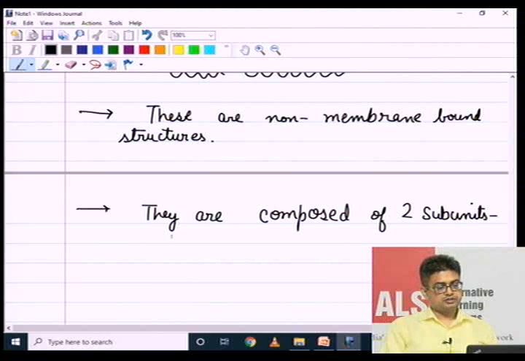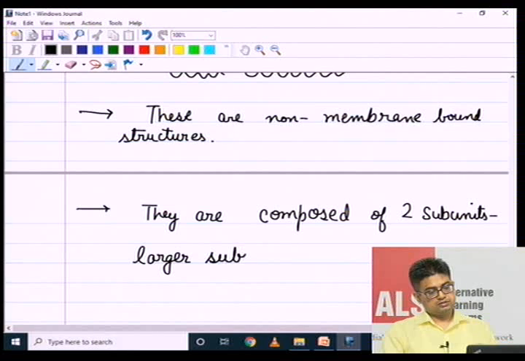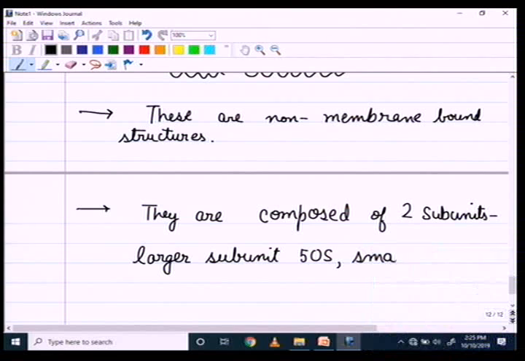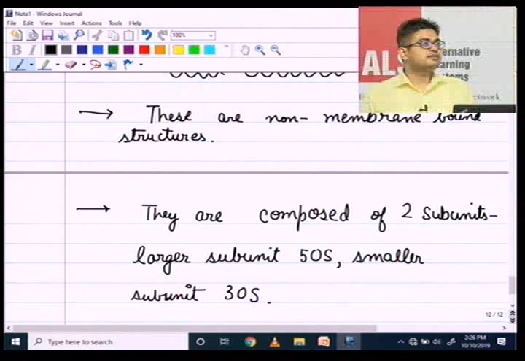One is the larger subunit, called the 50S. The smaller subunit is the 30S subunit. Now there is no arithmetic addition rule in ribosome. Ribosome is made of 50S plus 30S, but if you add them together you will get 80. So there is no arithmetic addition rule in ribosomes. If you add this to this, you will not get 80S ribosome.